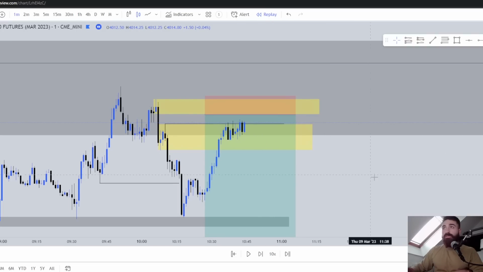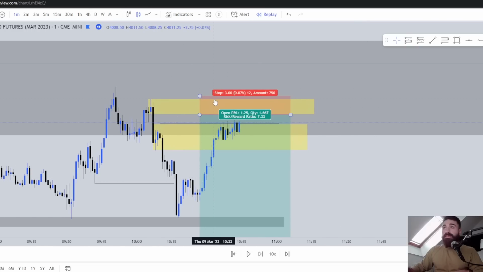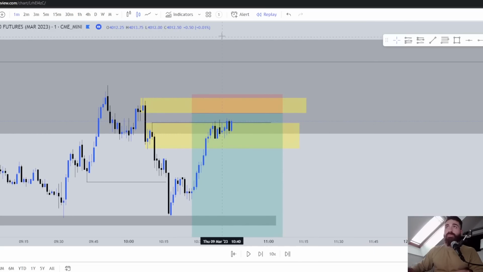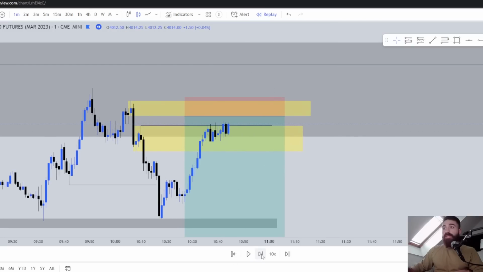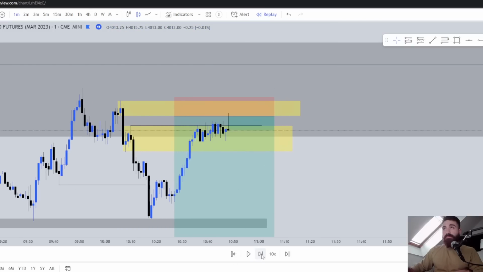This is just for entries, but this 3 point stop loss makes sense because if it actually goes above it, it's gonna invalidate our trade, or it's gonna be a liquidity grab, then we will look for the entries. But if it goes above it with a full candle close, then it will invalidate our trade. Okay, let's see what happens next.